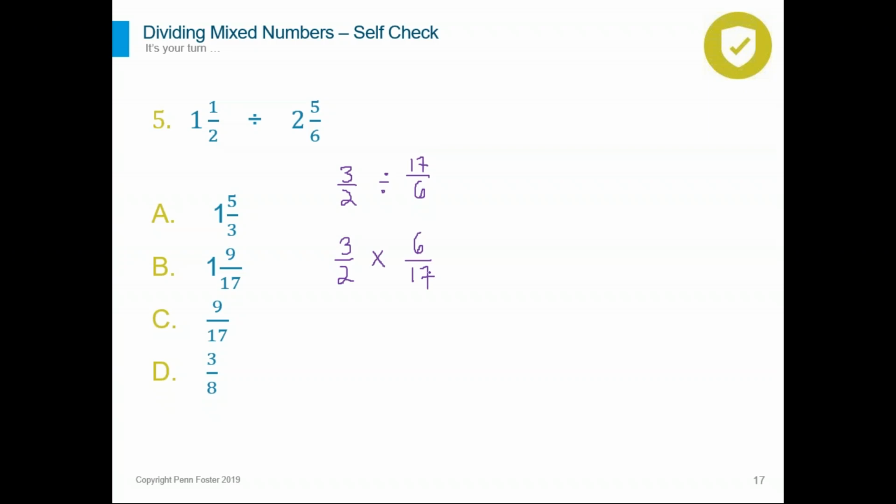Look if you are able to eliminate any common factors. I see 6 and 2, so yes, divide both by 2. Rewrite the problem, 3 over 1 times 3 over 17. Nothing common between these numbers, then go ahead and multiply across. 3 times 3 is 9, and 1 times 17 is 17. This is your answer, and the answer is C.